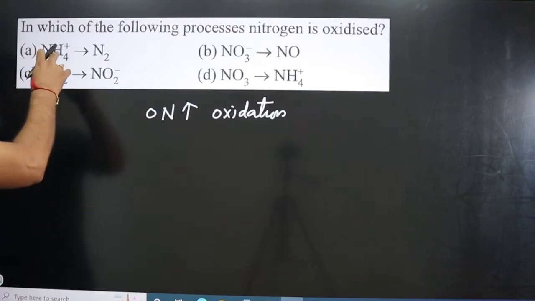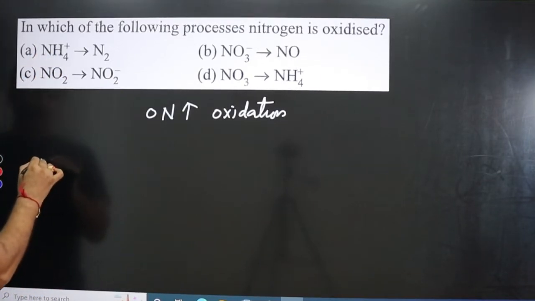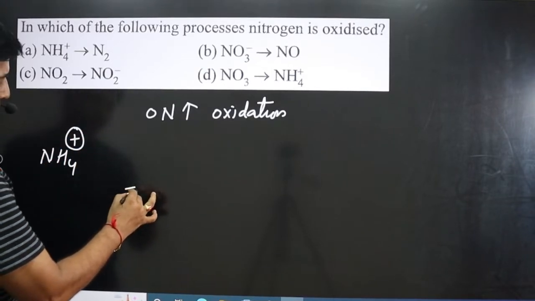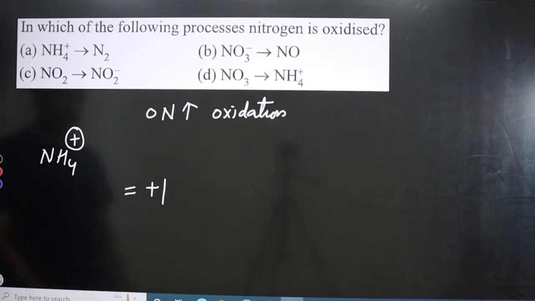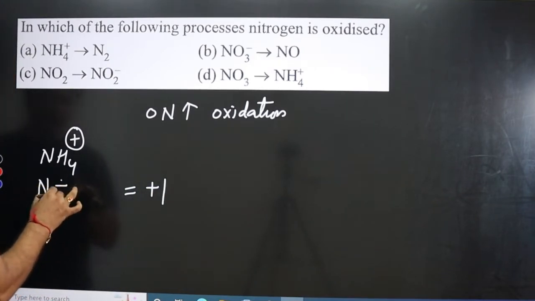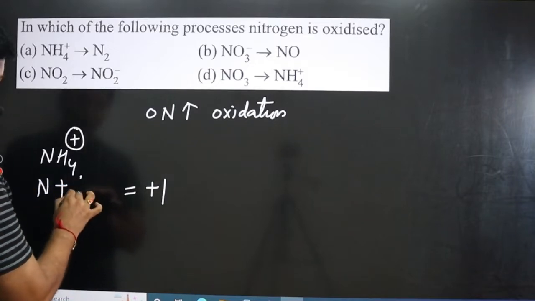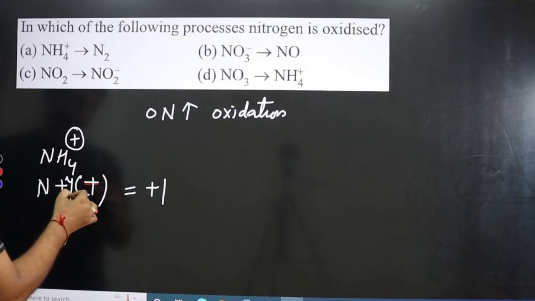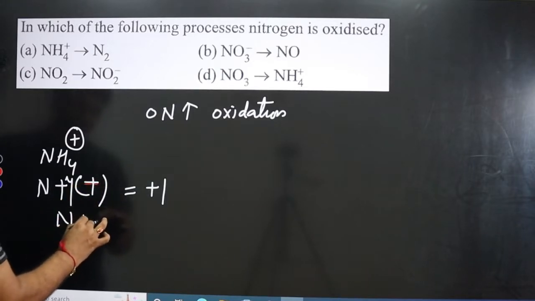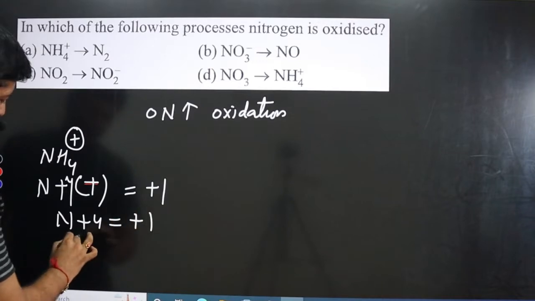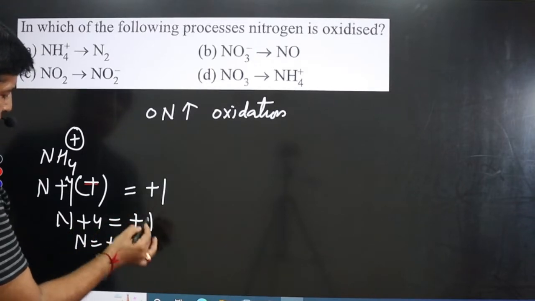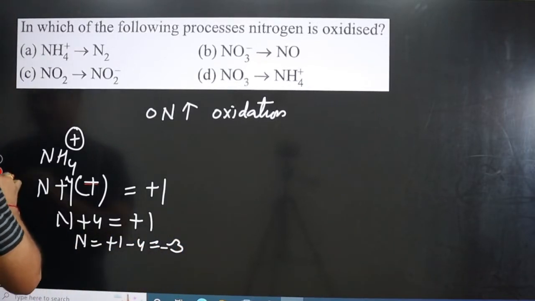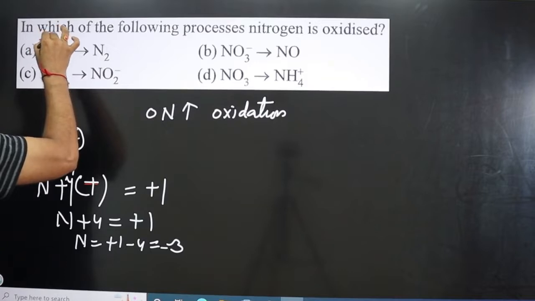Okay. We have ammonium ion, option A. In ammonium ion, you can see it is having positive charge, so the overall charge is +1. For nitrogen, we have to calculate oxidation number. Hydrogen attached to non-metal always shows +1 oxidation number. There are 4 hydrogen, so nitrogen plus 4 is equal to +1. Then nitrogen is equal to +1, and 4 will go other side, -4, so it is equal to -3. Nitrogen is present in -3 oxidation number. Here we have -3 oxidation number.